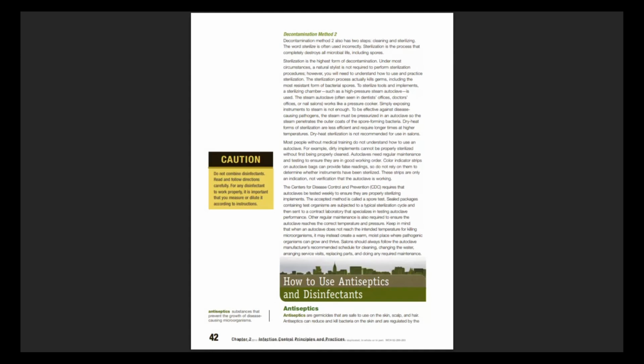Dry heat forms of sterilization are less efficient and require longer times at higher temperatures. Dry heat sterilization is not recommended for use in salons. Most people without medical training do not understand how to use an autoclave. For example, dirty implements cannot be properly sterilized without first being properly cleaned. Autoclaves need regular maintenance and testing to ensure they are in good working order.